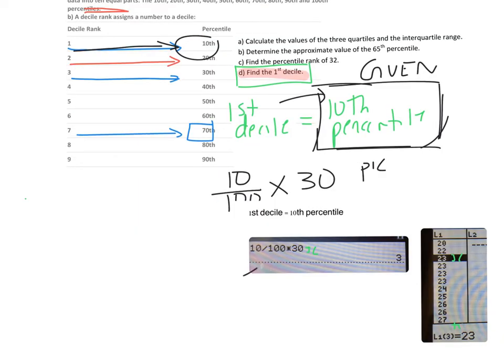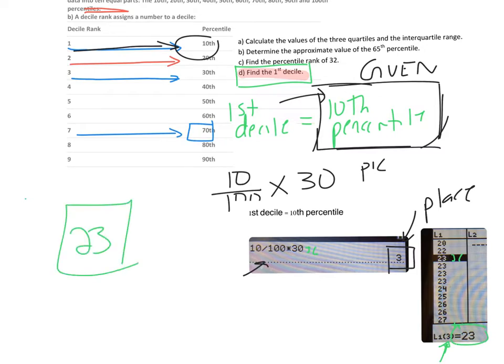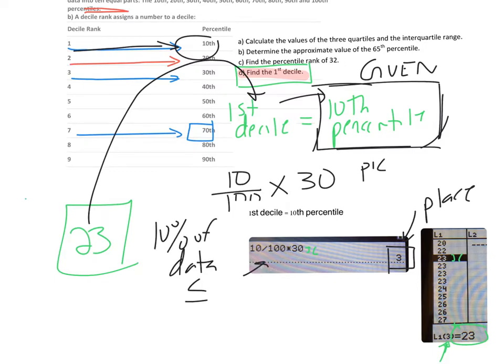So here, 10 over 100 times 30 gives you 3. Remember, this is the place in the order that you're looking for your answer. So here, the third number in our list corresponds to the number 23. So 23 is our answer. So 23 corresponds to the first decile. What does that mean? That means about 10% of the data are less than or equal to 23.